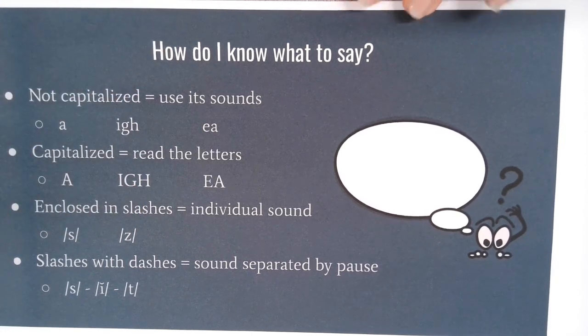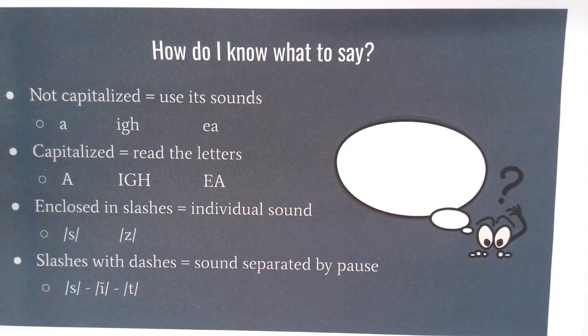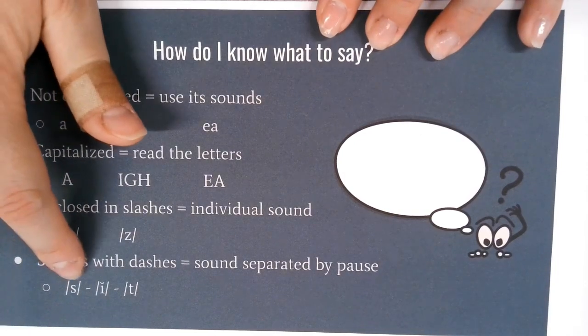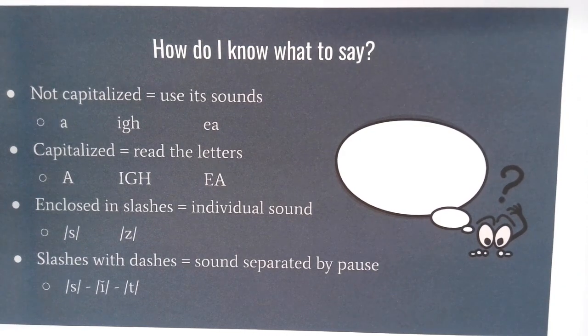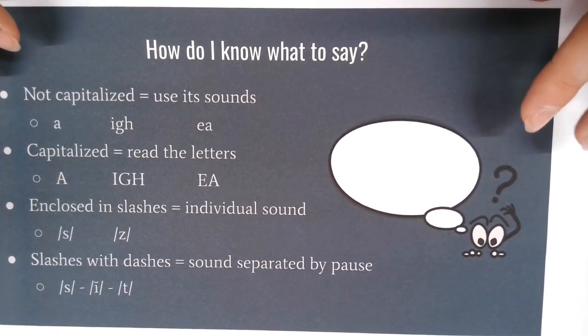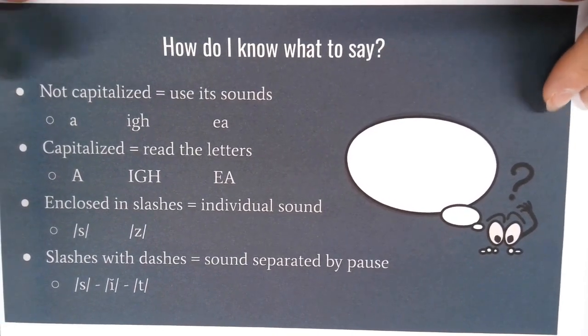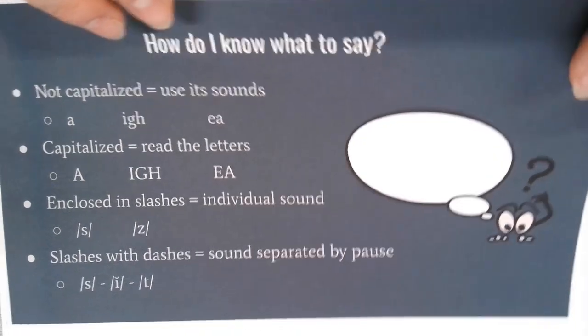And then when I have slashes and dashes together, I'm going to make the sound separated by a pause. So it's going to sound like I'm sounding a word out. S, I, T. Okay, those are the different ways that you're going to see sounds and phonograms represented. So that's how you interpret those.